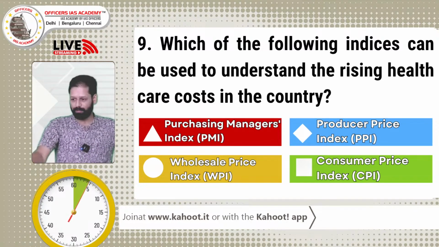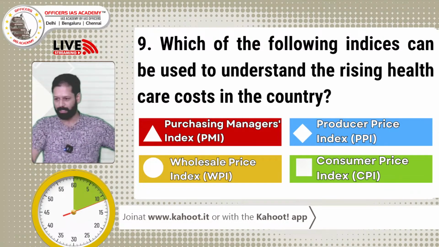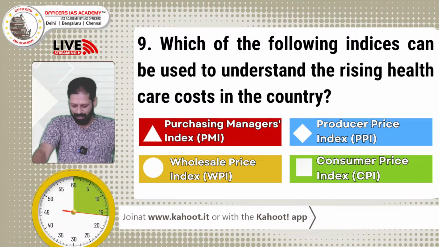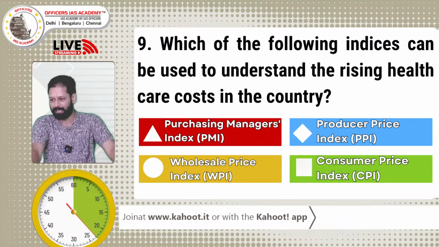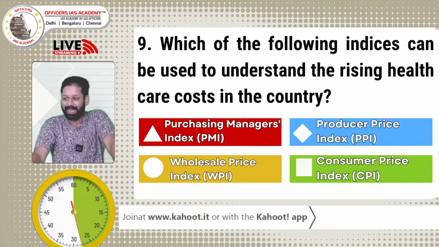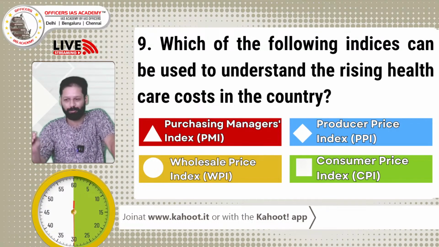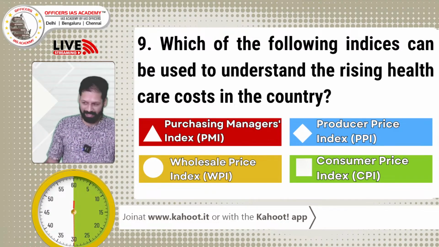9 of 15. Which of the following indices can be used to understand the rising healthcare costs in the country? It is an economic current affairs based question. You have 30 seconds for it. It is a very, very objective question. Purchasing manager index, producer price index, wholesale price index, consumer price index, right? They're asking about what can help us to understand rising healthcare costs in the country. If you can pay attention to what is being asked, then it is a no-brainer, right? The answer to the question is a no-brainer.